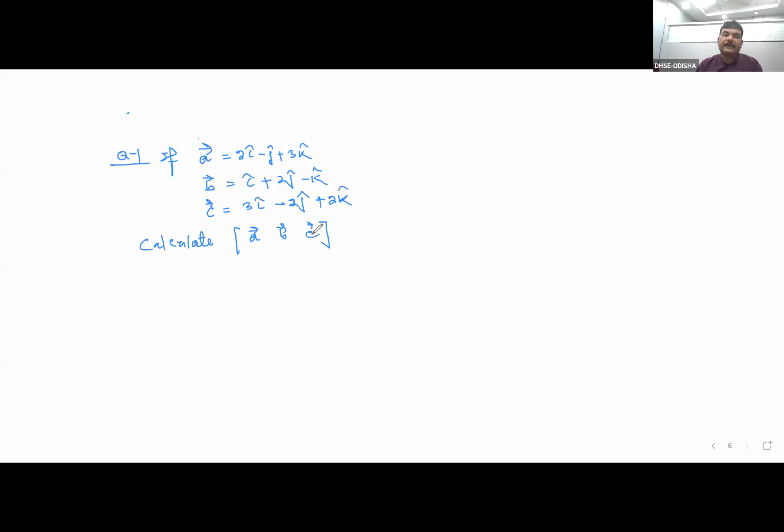Okay, next, calculate box product ABC and send me the answer. Three vectors are given in component form. Vector A is 2i cap minus j cap plus 3k cap. Vector B is i cap plus 2j cap minus k cap. And vector C is 3i cap minus 2j cap plus 2k cap. Calculate the scalar triple product, that is the box product ABC.